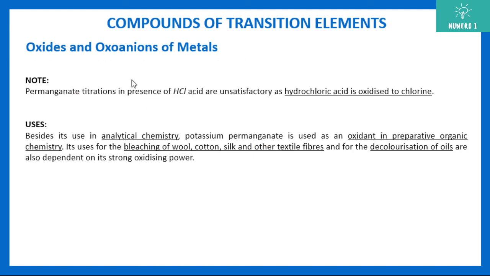Now some notes. Permanganate and manganate ions are very useful in titrations. That is a very important thing. Also, one very important thing: in the presence of HCl acid they are unsatisfactory. The reason is that hydrochloric acid is oxidized to chlorine, so it gives out Cl2 gas.